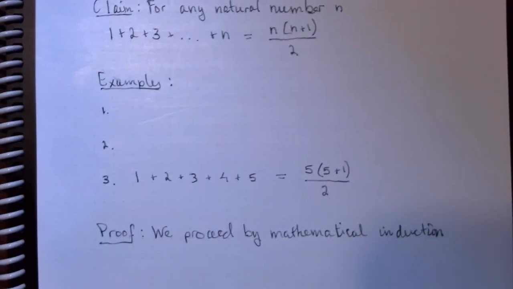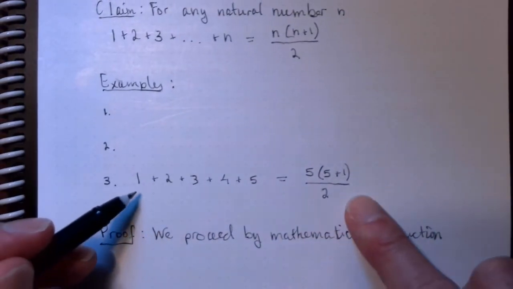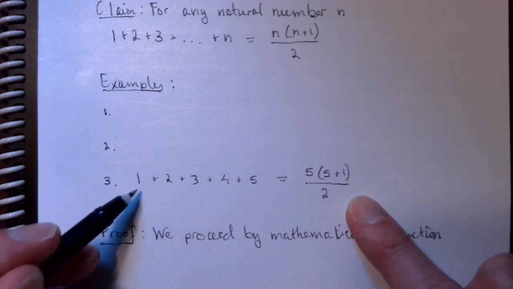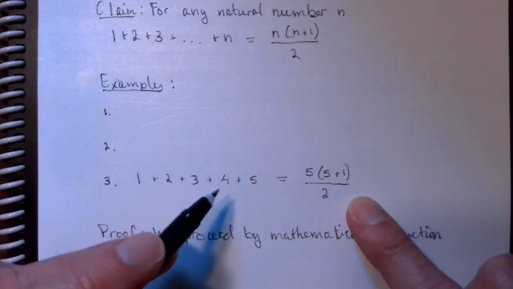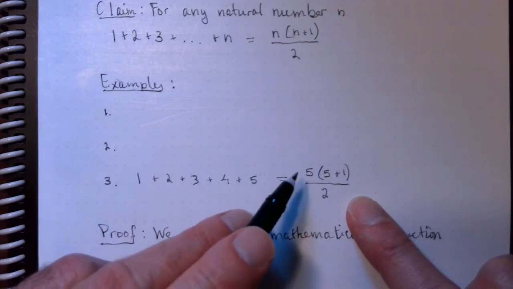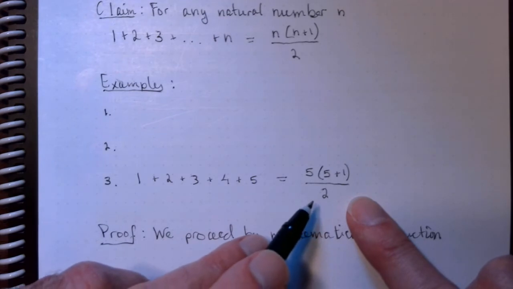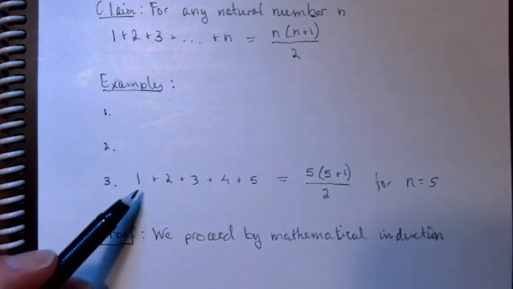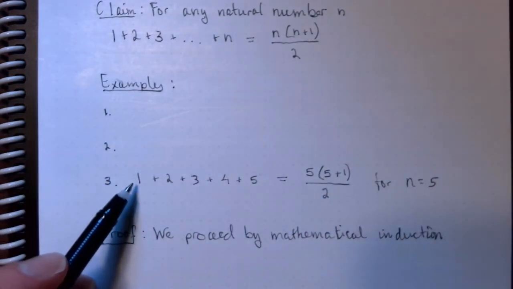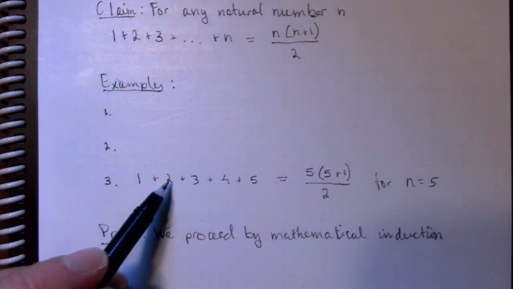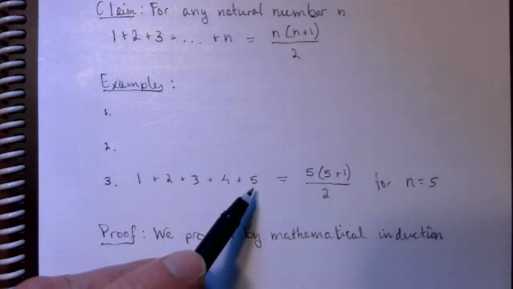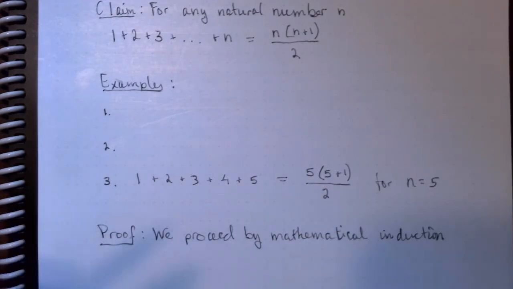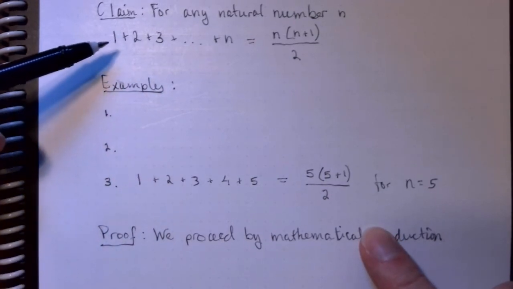So I thought I would look at a few specific examples of that claim. This one I've got written right here is the claim for when n equals 5. 1 plus 2 plus 3 plus 4 plus 5 is supposed to be equal to 5 times 5 plus 1 divided by 2. Okay, and we can see this side, if we add them up, 1, 3, 6, 10, 15. And if we look at the right-hand side, 5 times 6 is 30, divided by 2 is 15. So the claim is true for n equals 5.